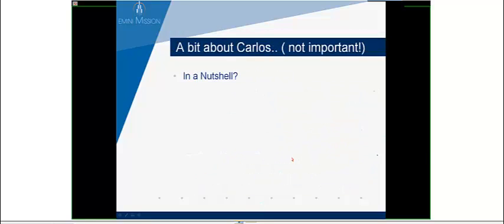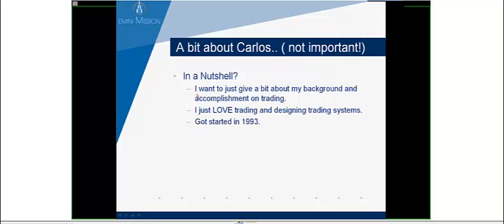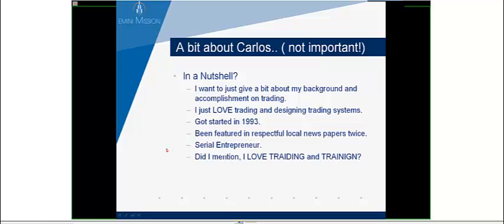That's basically what it is, in a nutshell. And who am I? I'm not important here. You guys are important, but obviously I need to share a little bit about myself. I want to let you know that I love trading, and I love designing trading systems. I got started in 1993. I've been featured in a local newspaper twice. I'm going to show you that in a moment.